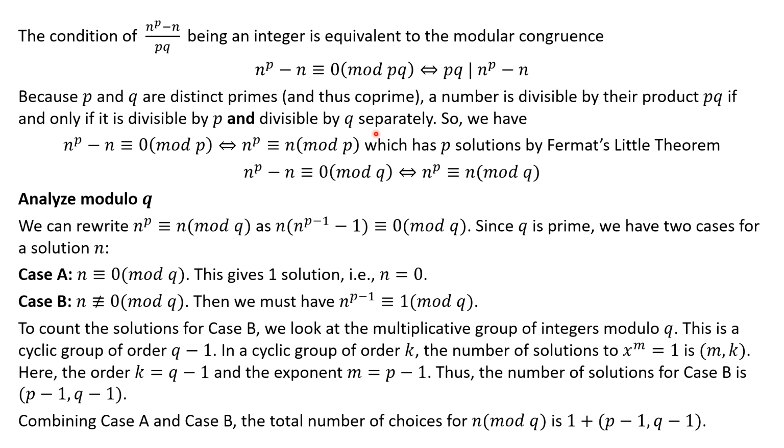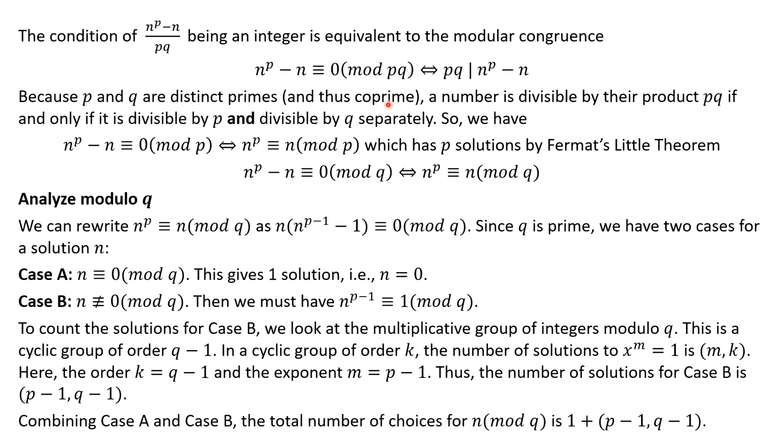We're finally in a position that we can solve our problem, which I'll do on this slide and the next. The condition of this quotient being an integer is equivalent to the modular congruence n to the p minus n congruent to 0 mod pq. This just means pq divides n to the p minus n exactly. In other words, that this would be an integer in that case.